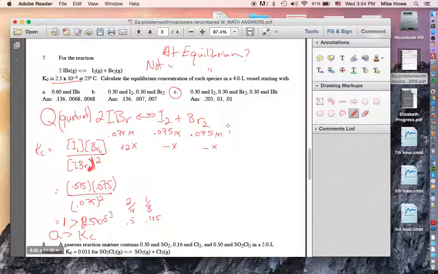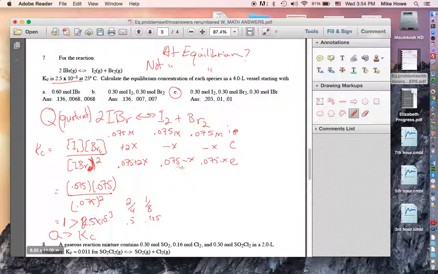I'm going to write it over here. I usually write it on the left side, but remember these are ICE box problems: initial, change, and equilibrium. So at equilibrium, you would have 0.075 minus x, 0.075 minus x, because you start with 0.075 and it goes down by x amount. On the other side, you'd have 0.075 plus 2x. All right, now I'm going to take these numbers and plug them into my equilibrium expression.